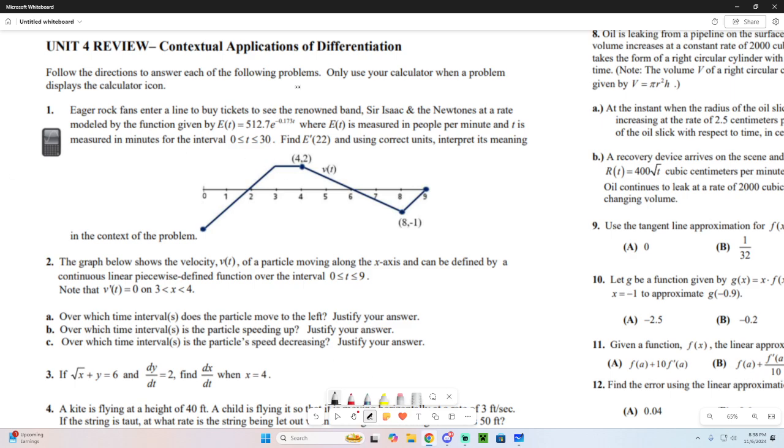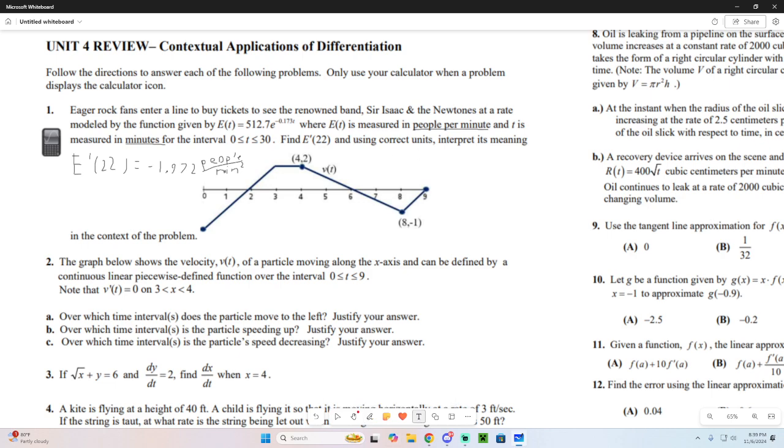So firstly, to find E prime of 22, it's calculator active, so you just do it on your calculator. If I do it on my calculator, E prime of 22 is negative 1.972. And then the units are people per minute, so it's people per minute squared.